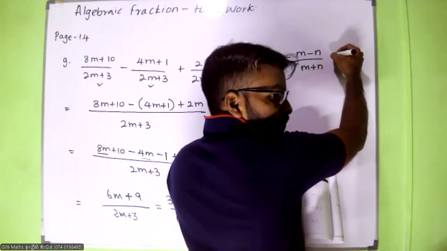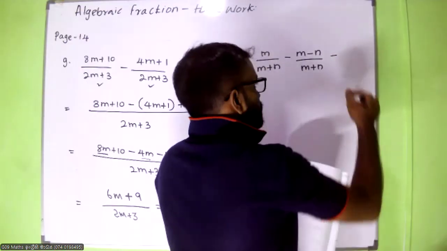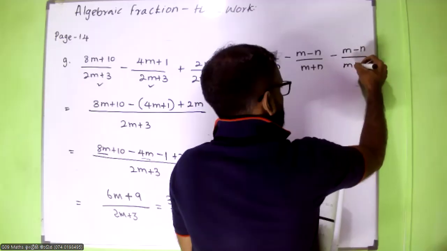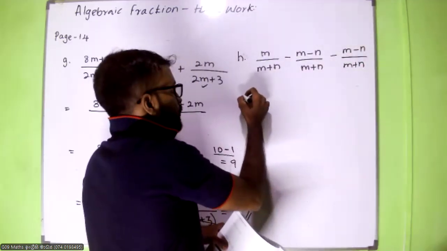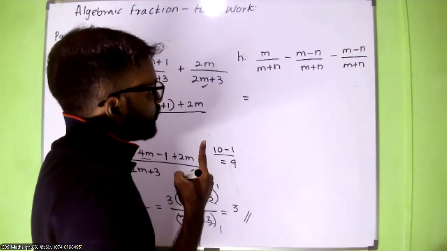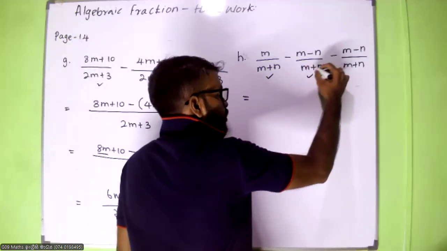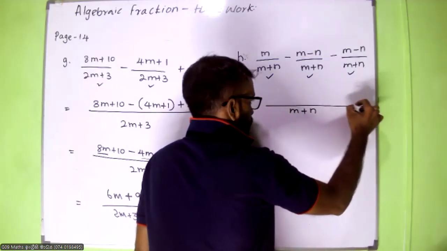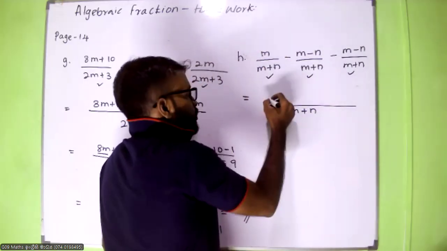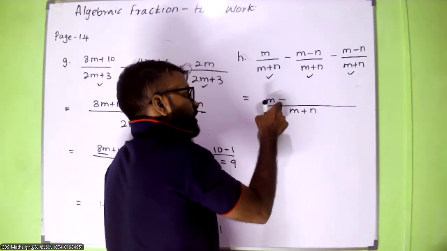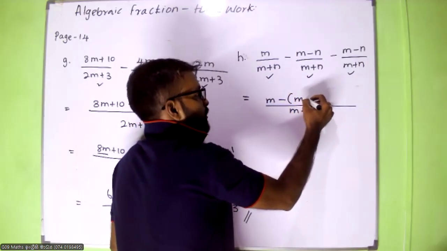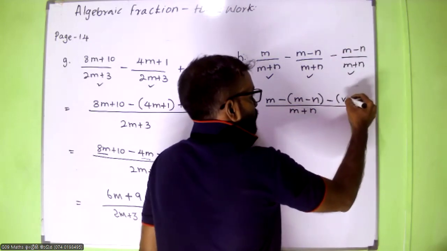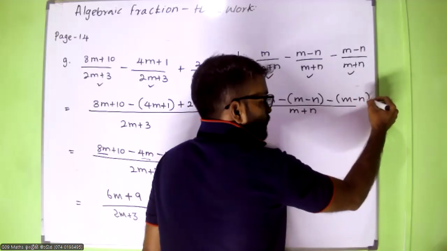Then minus (m minus n), divided by m plus n. Equal mark. So no need to worry about the denominator. Denominators are the same, m plus n. In the numerator, m, negative sign, so you have to use brackets: m minus n, negative inside brackets, as in an algebraic fraction.